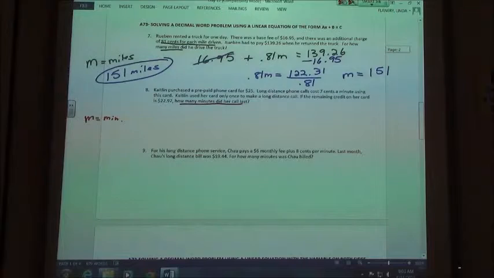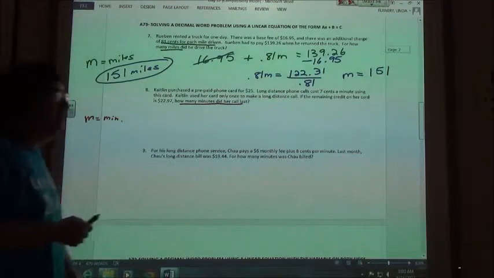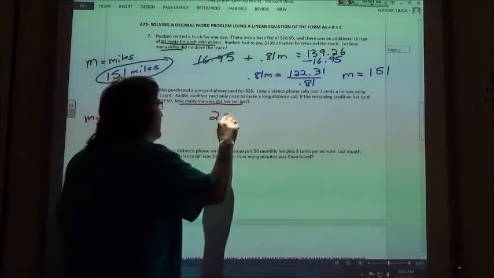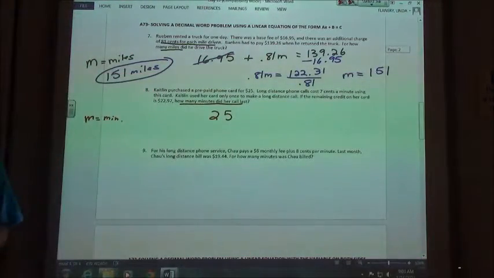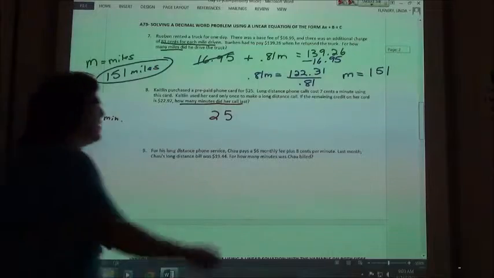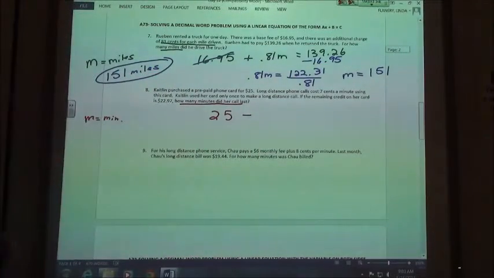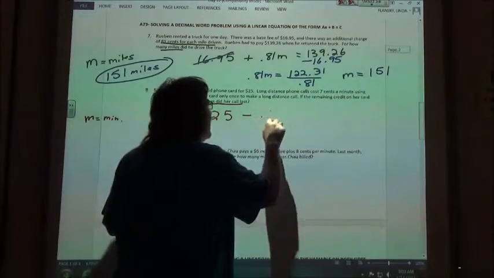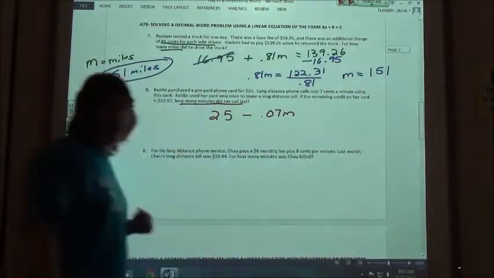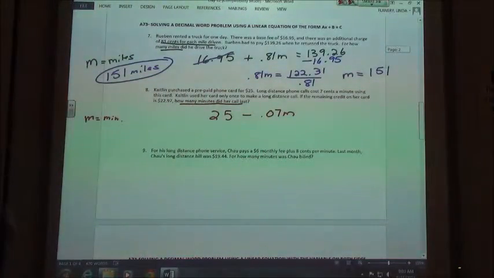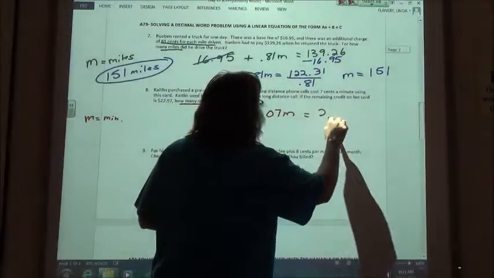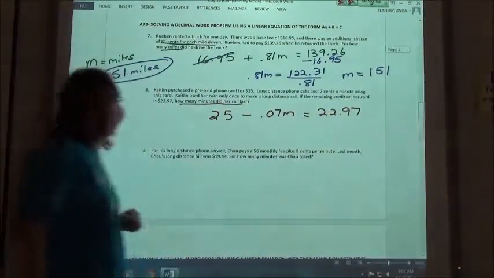So if I'm setting up my equation, I started with a balance of $25. I am going to make phone calls, so it's going to cost me money, so I have to subtract, and it's going to cost me at a rate of 7 cents a minute. How would I show that? 0.07 M, right? 7 cents per minute. My remaining credit then, $22.97.